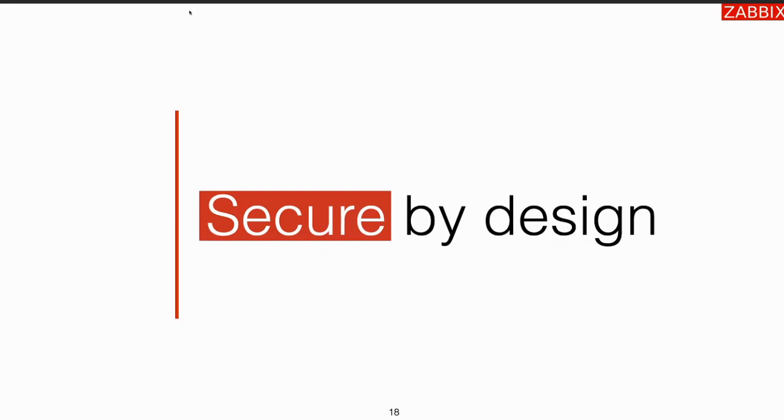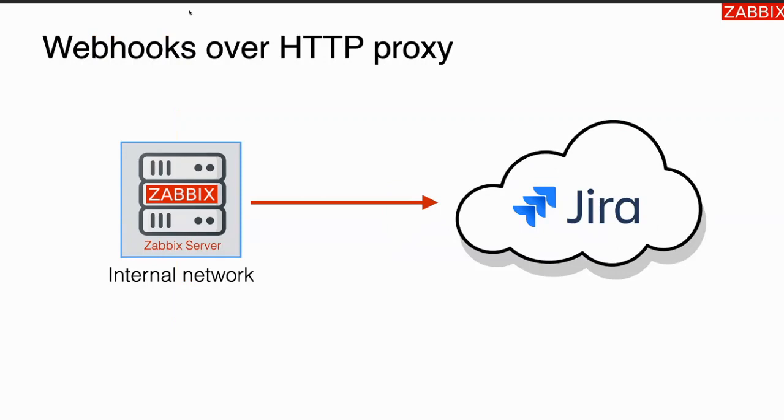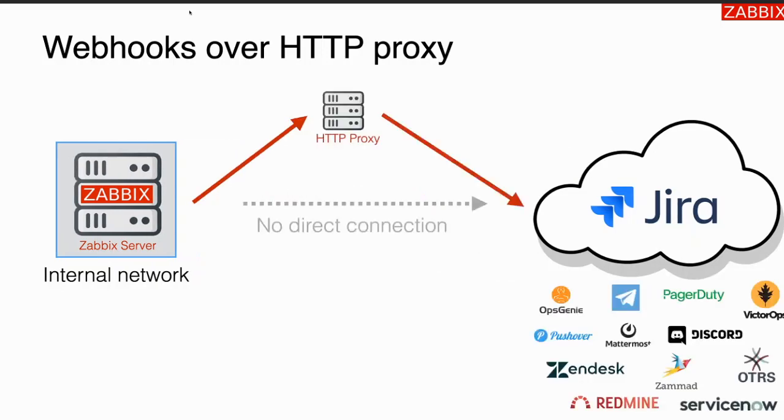So this is a very nice feature. In Zabbix 5.0, we also made a number of security-related improvements and enhancements. Now we support webhooks over HTTP proxy. It basically means that before 5.0, if you wanted to integrate the Zabbix server with some external system like a Jira running in a cloud, you had to open a direct connection between your Zabbix server, say in your internal network, and Jira running in the cloud. It's not good from a security point of view. So now you may pass your traffic through an HTTP proxy. This way it's more secure, and it is a more controlled way of communicating with external and third-party systems.